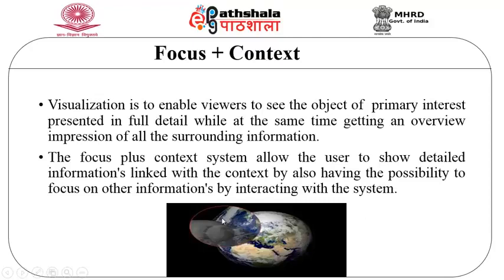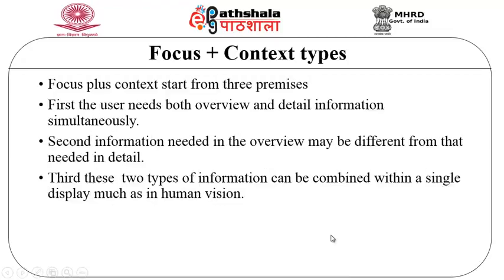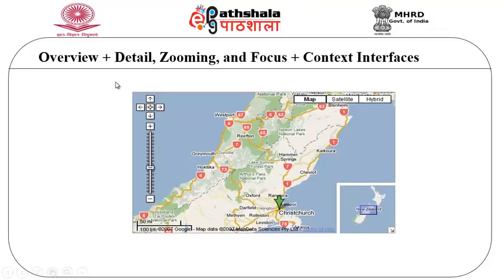So here in this figure we can have a look at the focused information as well as the overview information as such. So there are various focus plus context types that are present. Focus plus context actually starts from three primaries. First, the user needs to know both the overview as well as the detailed information. Second, the information needed in the overview may be different from the detail, and third, as we have already seen, that it can be combined within a single display as such. So this is your overview plus detail, zooming, and the focus plus context interface.